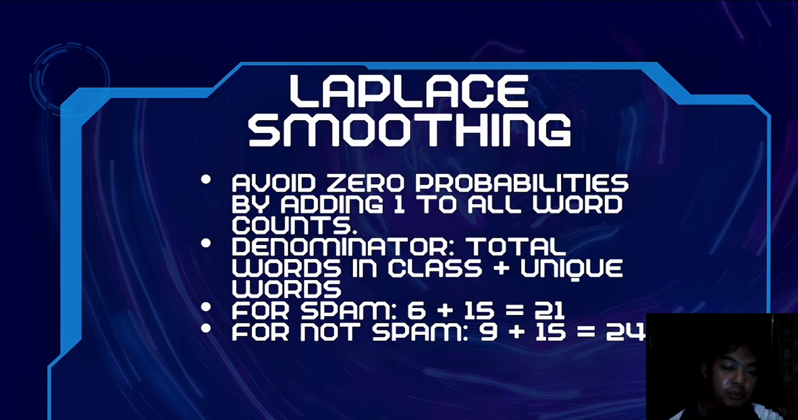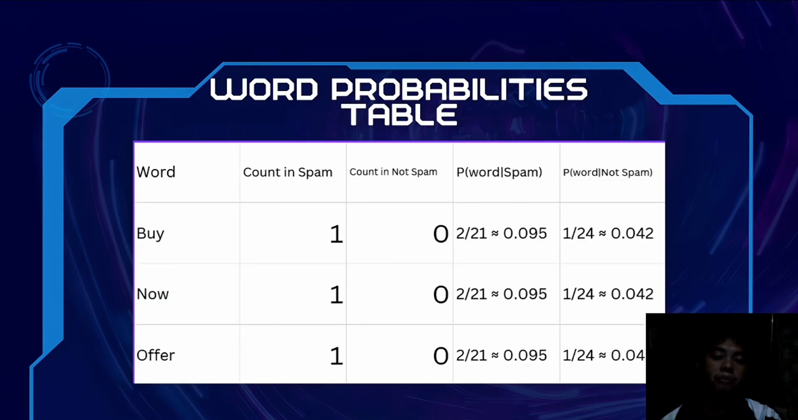For not spam, the total words are 9, plus 15, which is the unique words, which is equal to 24. Okay, so this is the word probability table. As you can see, the count for buy in spam is 1, and for offer and now it is 1 in spam. So they are all spam.